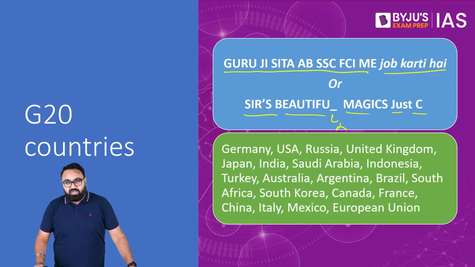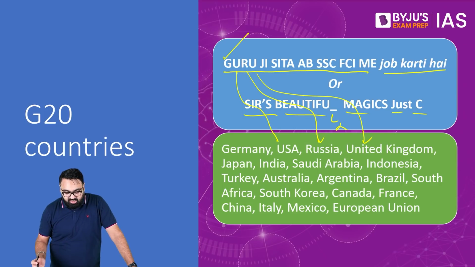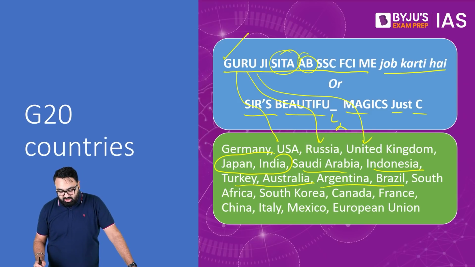Let's see how. Let's focus on the first clue. G stands for Germany, U stands for USA, R here stands for Russia, the second U stands for United Kingdom. Similarly, JI stands for Japan and India. SITA stands for Saudi Arabia, Indonesia, Turkey, Australia. AB stands for Argentina, Brazil, so on and so forth, and it ends with ME.